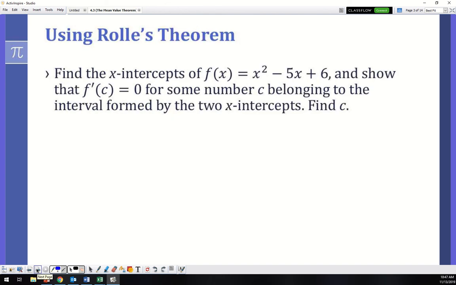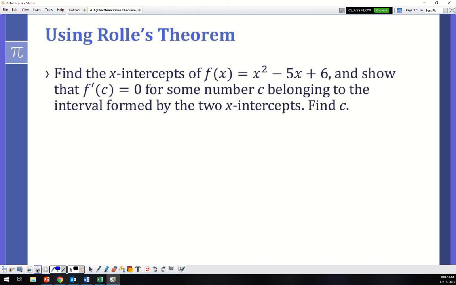Find the x-intercepts of this and show that f prime of c is equal to 0 for some c belonging to the interval formed by the two x-intercepts. Find c. Find the x-intercepts. Okay. What does the word intercept mean? Where it touches the x-axis. Right? So those are going to be my points. So the two places where it touches the x-axis are my ends, right? So that's going to be my f(a) and my f(b), the two places where it's going to work out.